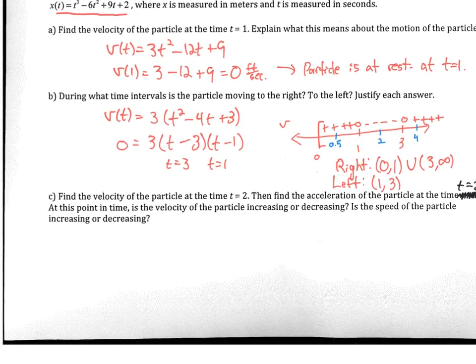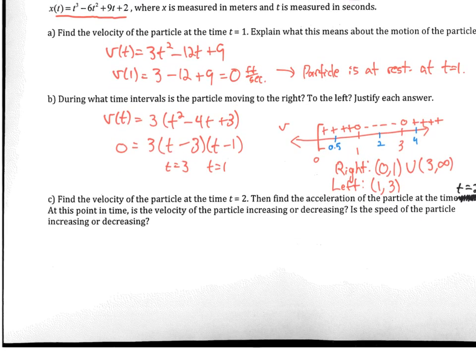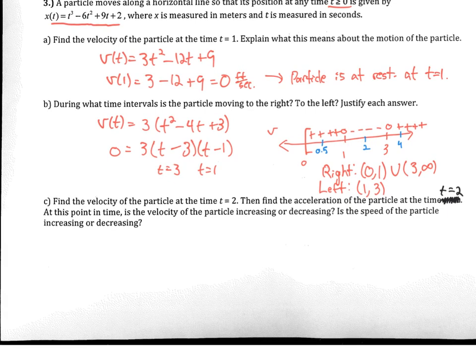Our last question here gets a little bit more interesting. So we are asked to find the velocity of the particle at time t equals 2. So let's find that pretty quickly. The velocity at time 2, if we plug 2 into our velocity, say, up here, gives us 3 times negative 1 times, and then positive 1. So that gives us a value of negative 3.